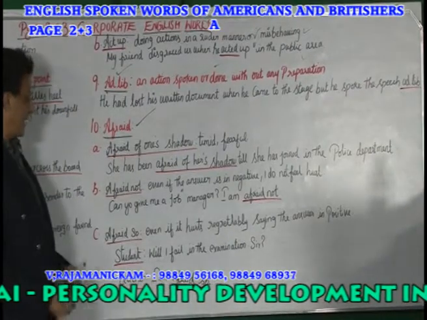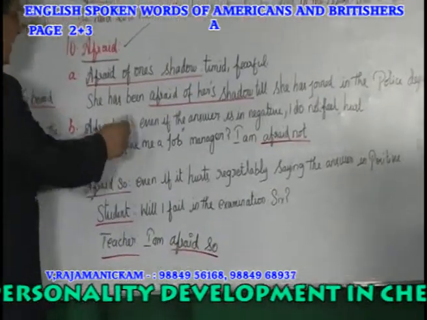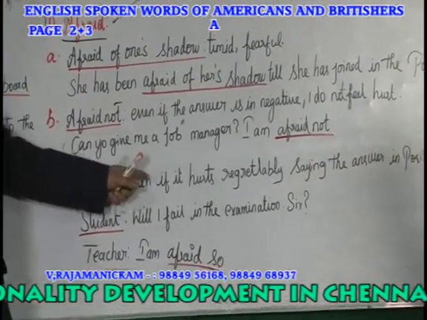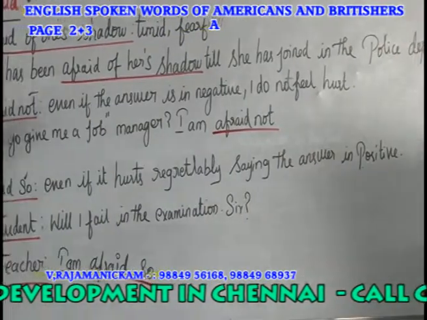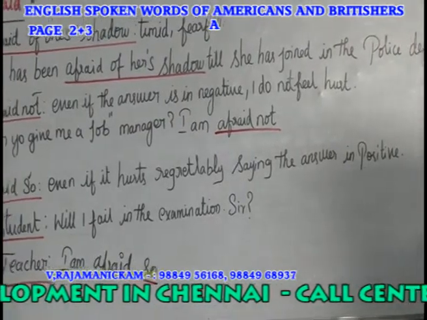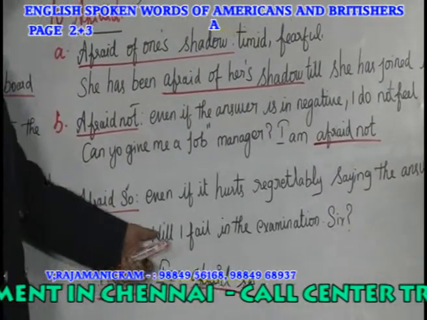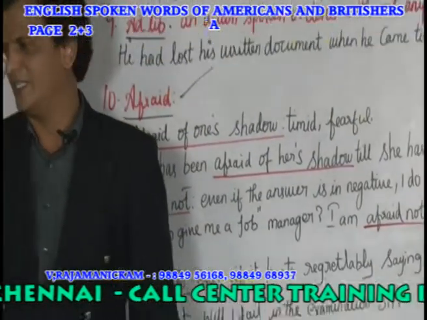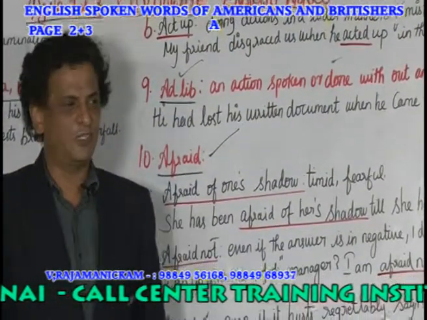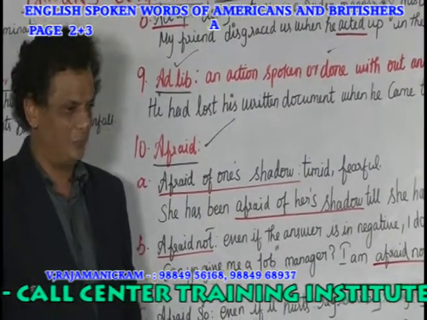Able to understand? Next, afraid so. Afraid not, afraid so. Even if it hurts, regrettably saying the answer in the positive. Even though it affects you, I am saying afraid so. What is that? Will I fail in the examination, sir? He is a student, he asked me, will I fail in the examination? I should not say I am afraid not. I should say, I am afraid so.